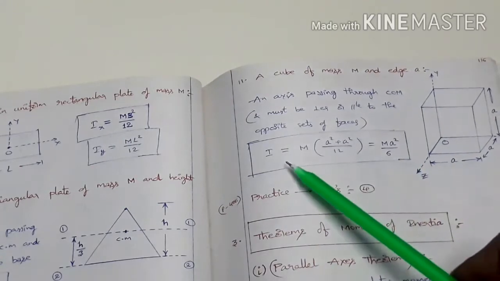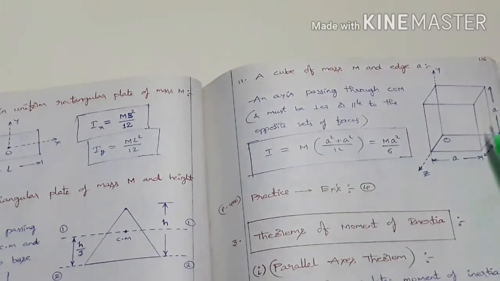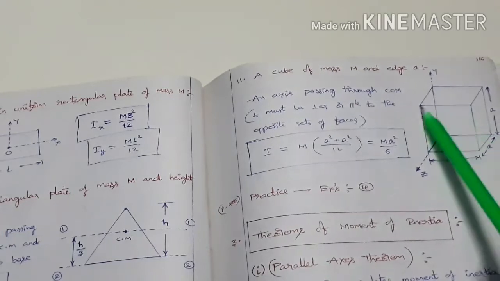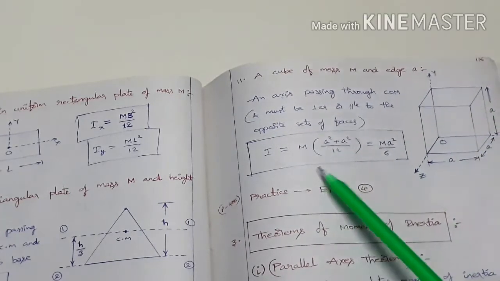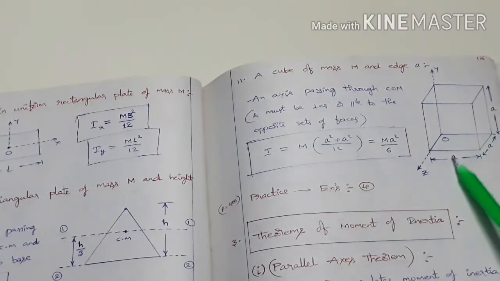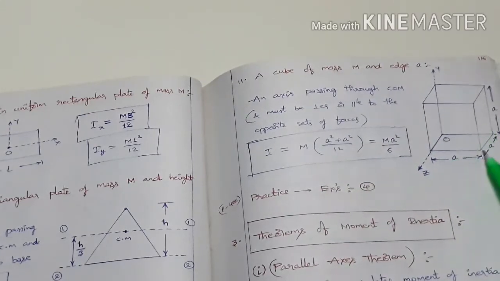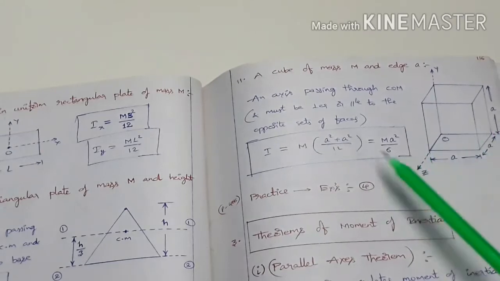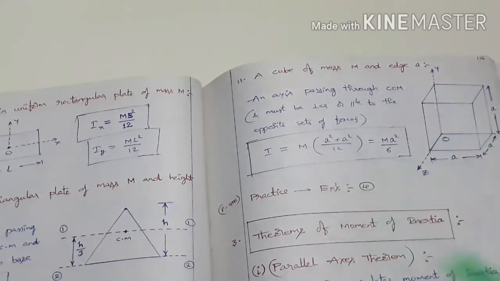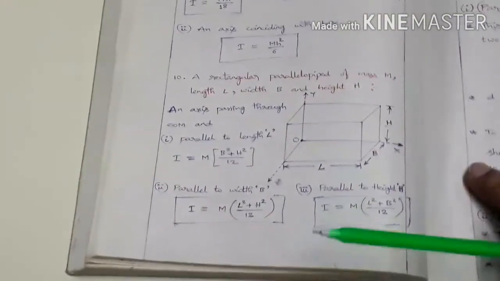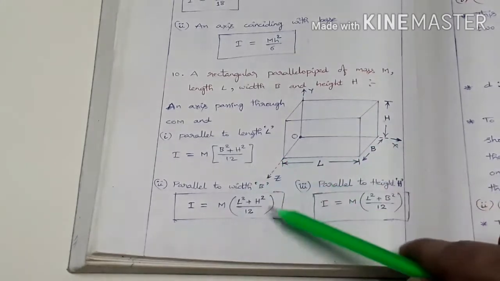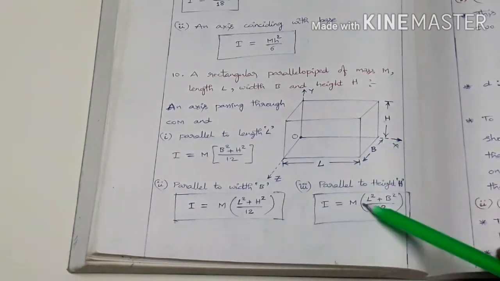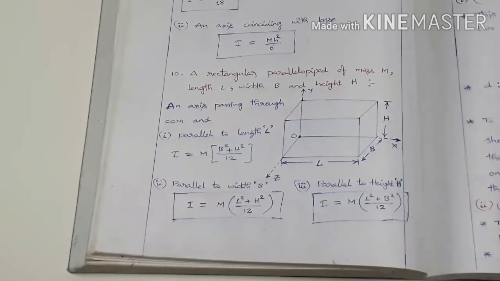So for that case, I equal to, if it is parallel to this one, it is cutting this one, length and width here. So out of three sides, this one and this one will be missing and the remaining two will be there, as we have seen in the rectangular parallelepiped. So if it is parallel to length, in the formula you will be getting B and H. If it is parallel to B, you will be getting L and H. If it is parallel to H, you will be getting L and B here.